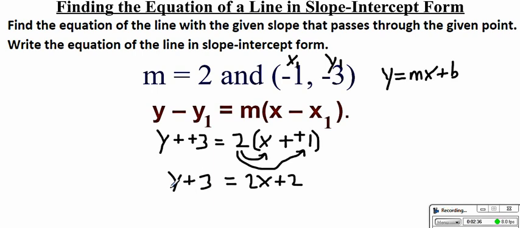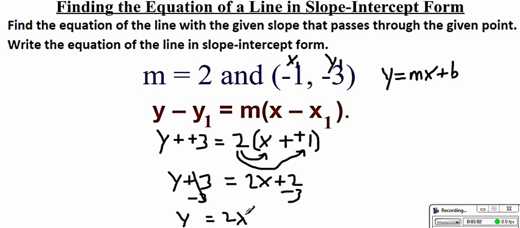So, in order to get this y alone, this positive 3 has to be over onto the other side. It's not right now. Use inverse operations to subtract the 3 from both sides. And you'll notice that these cancel. You bring down the y, bring down the equal sign, and bring down the 2x.